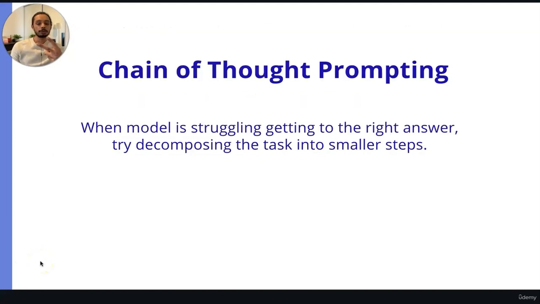Prompting technique 2 that I want to talk about next is called chain of thought prompting. And here the idea is that when the model is struggling to get the right answer, try decomposing the task into smaller steps. If it cannot understand the big project well enough to execute it in one go, it might be able to do it if you break it down into smaller steps and ask it to complete one step at one time. Now let's look at it through an example.